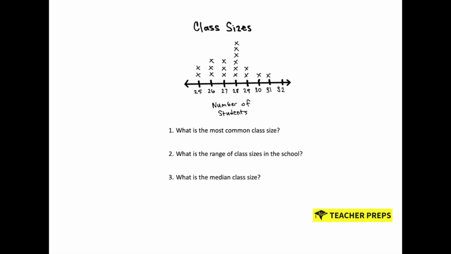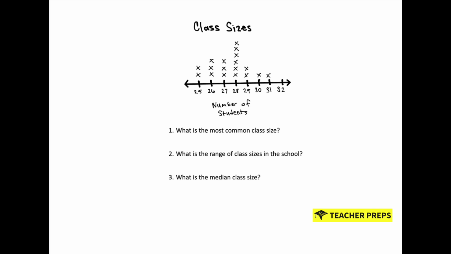Let's move on to a line plot. A line plot can be defined as a graph that displays data as points or x's above a number line, showing the frequency of each value. It is also a great way to see distribution of data. This line graph shows class sizes and the number of times each class size occurs.